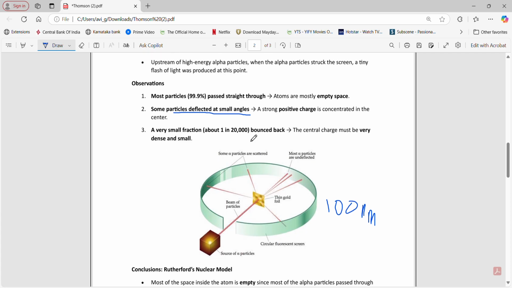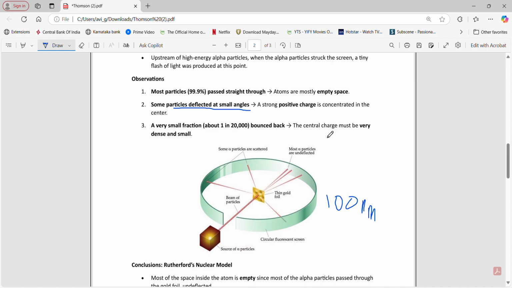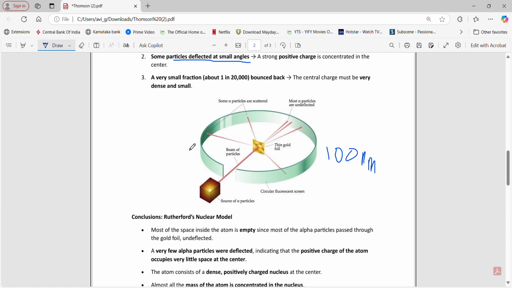But a very small fraction, about 1 in 20,000, bounced back, when some rays fell directly on the nucleus. The number of bouncing back rays is so small, 1 in 20,000, which is a very small number. This indicated that the central charge must be very dense and very small.